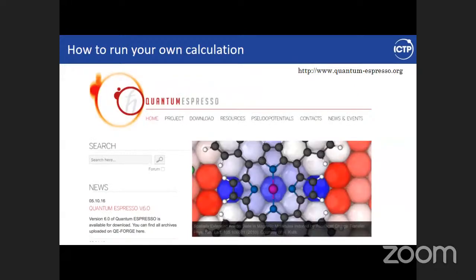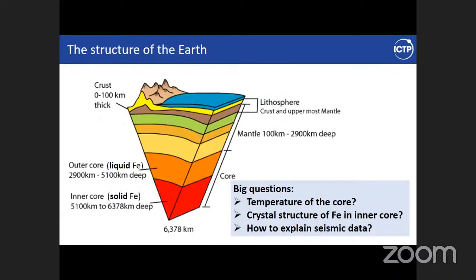You can now do your own calculations. There are codes available. Several codes were mentioned in the previous days. And this is my favorite one also because I'm one of the developers of Quantum Espresso, but just to say that you can now download your codes for free, open from the web. Of course, running those codes requires a little bit of expertise, but there are also courses and lectures available on the web. So back to the problem of determining the properties of iron at core conditions. Once again, temperature, crystal structure, and try to connect with seismic data.